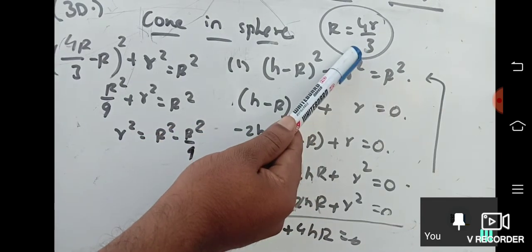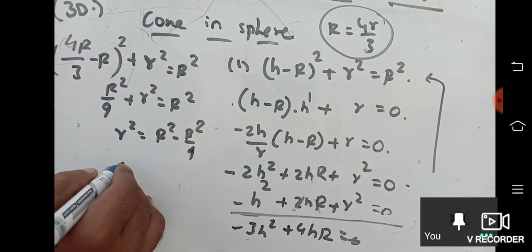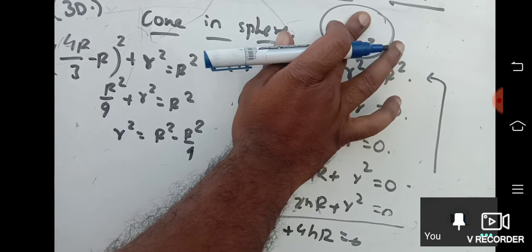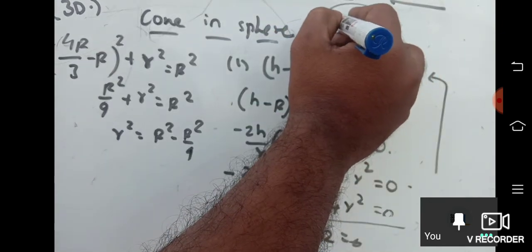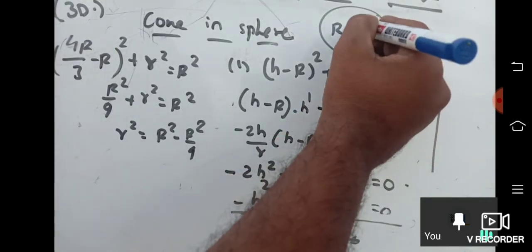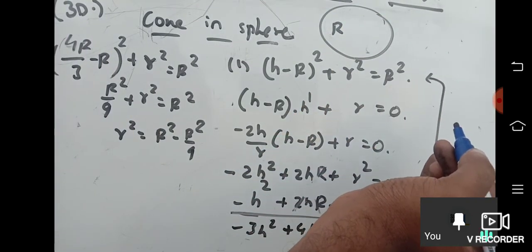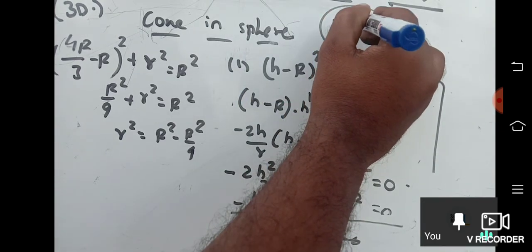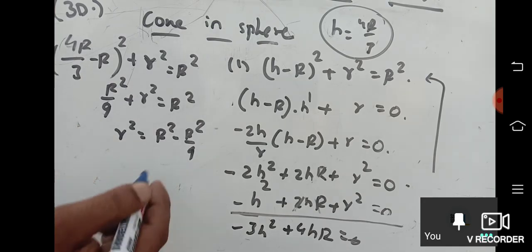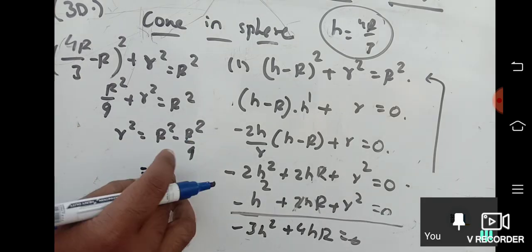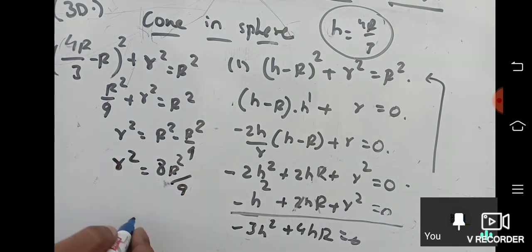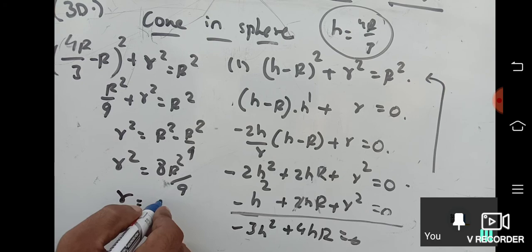What they are asking is correct only. Miscellaneous question. See, H is equal to 4 capital R by 3 is one question. Next, one more question we are going to find now. Okay, now this is 8 R square by 9. 8 R square by 9 is equal to small r square. If you send the root to that side, what will happen?